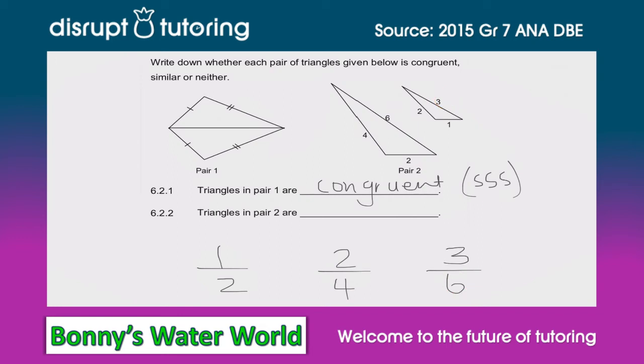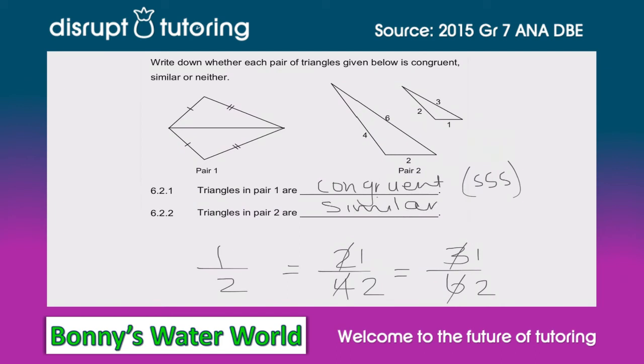Now let's simplify these. If we simplify the fraction over here, we know that 2 goes into itself once and it goes into 4 twice, and 3 goes into itself once and goes into 6 twice. Now what you notice between these three ratios, they're all exactly the same, which is exactly what we would expect if these shapes were similar. And therefore we can say that the triangles in pair 2 are similar.